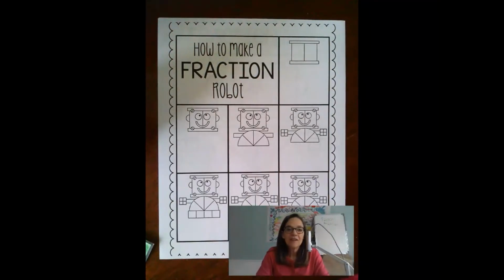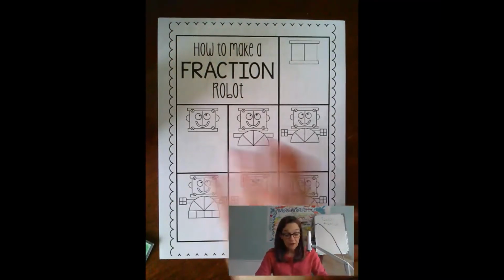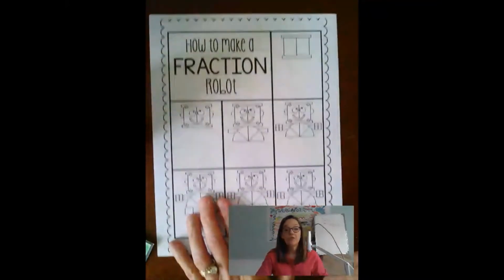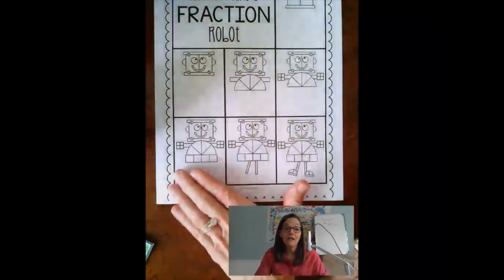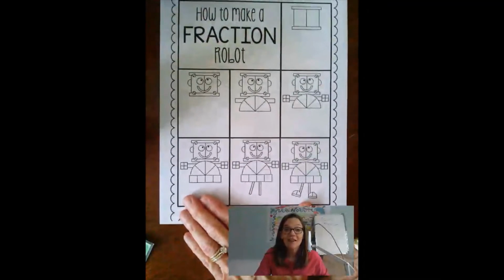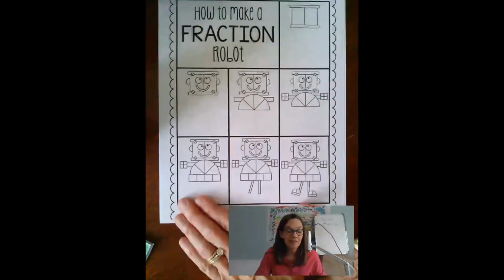All right, guys, let's finish up our fraction unit. You should have all the pieces that you need to make a fraction robot. If you don't, your parents can print it off. And if you don't have a printer at home, you could draw a robot. That would be great. And you can even draw the pieces yourself. Don't let that stop you if you don't have a printer.